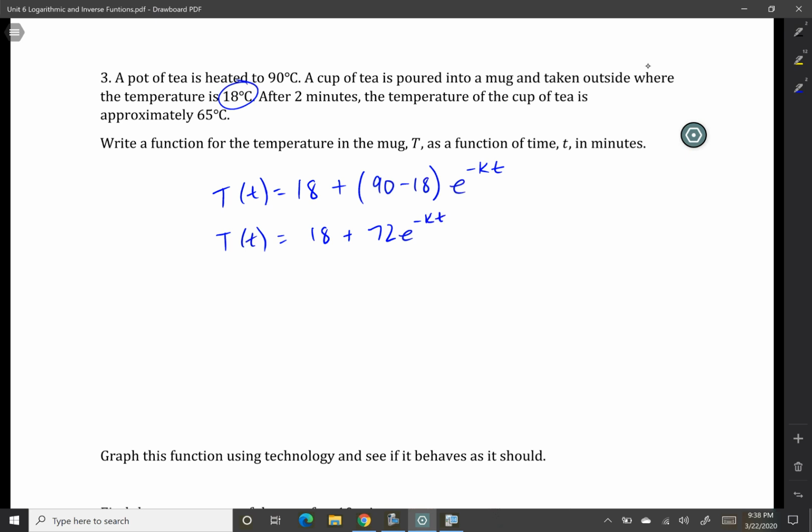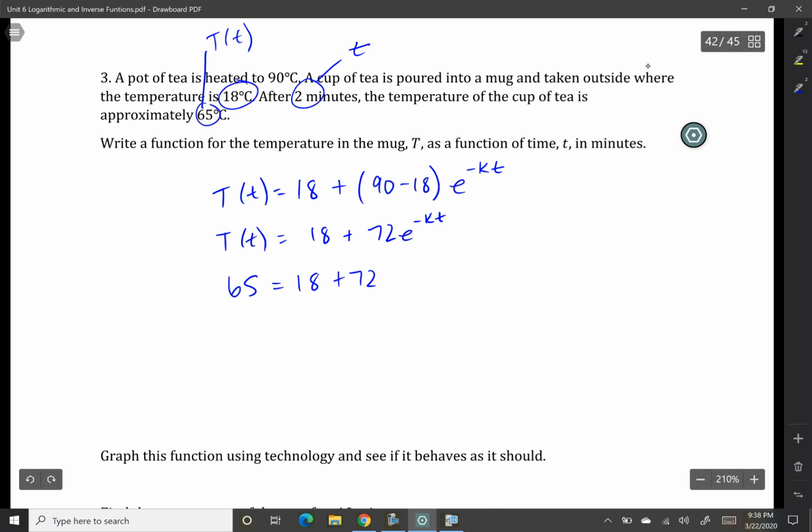Now our job here is to figure out what k is. Luckily, we have more info. We have a time, and we have a temperature as a function of time. So if I plug those two numbers in, 65 for T of t, and 2 for t, we should be able to solve for k. So go ahead and see if you can solve for k.